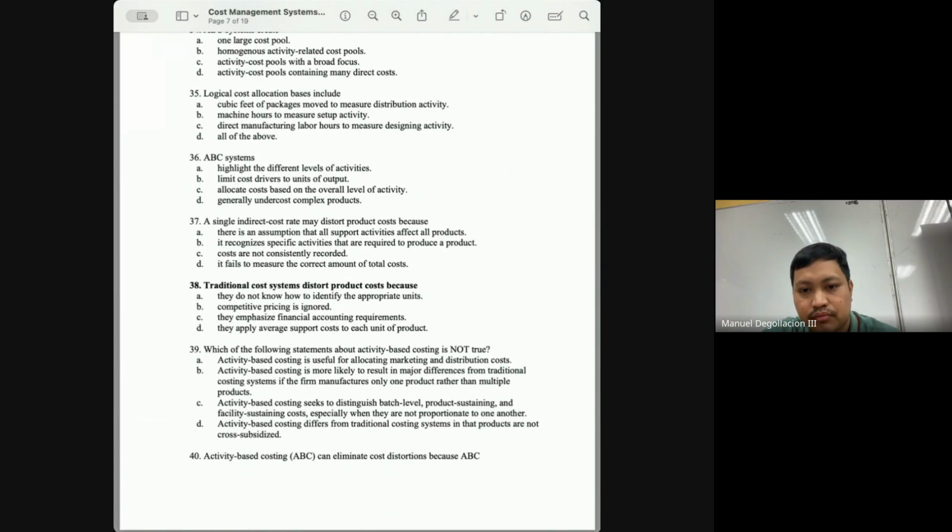37, a single indirect cost rate may distort product costs because, again, this would be an application of your peanut butter. There is an assumption that all support activities affect all products. Correct. It recognizes specific activities that are required to produce a product. Letter B is incorrect because that is not consistent with a single indirect cost. If you recognize specific activities are required to produce a product, then you should not be using a single indirect cost. Letter C, costs are not consistently recorded.